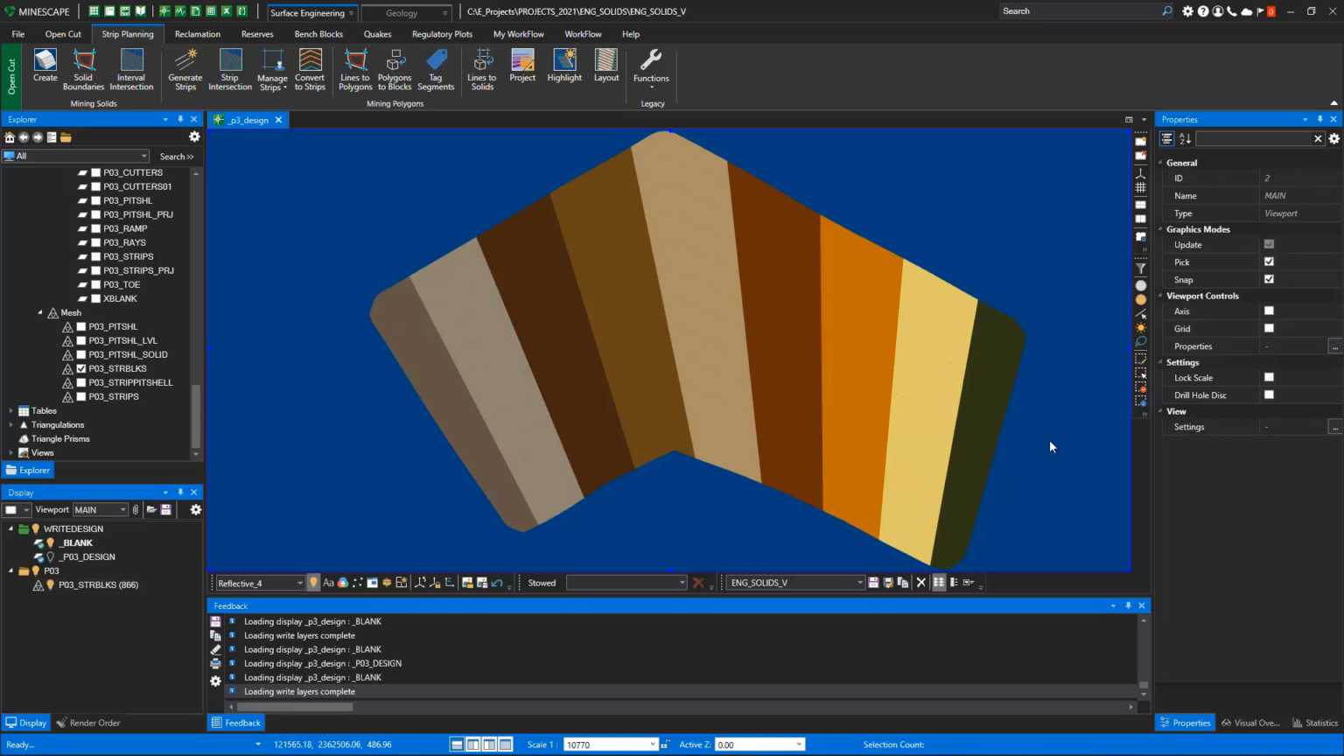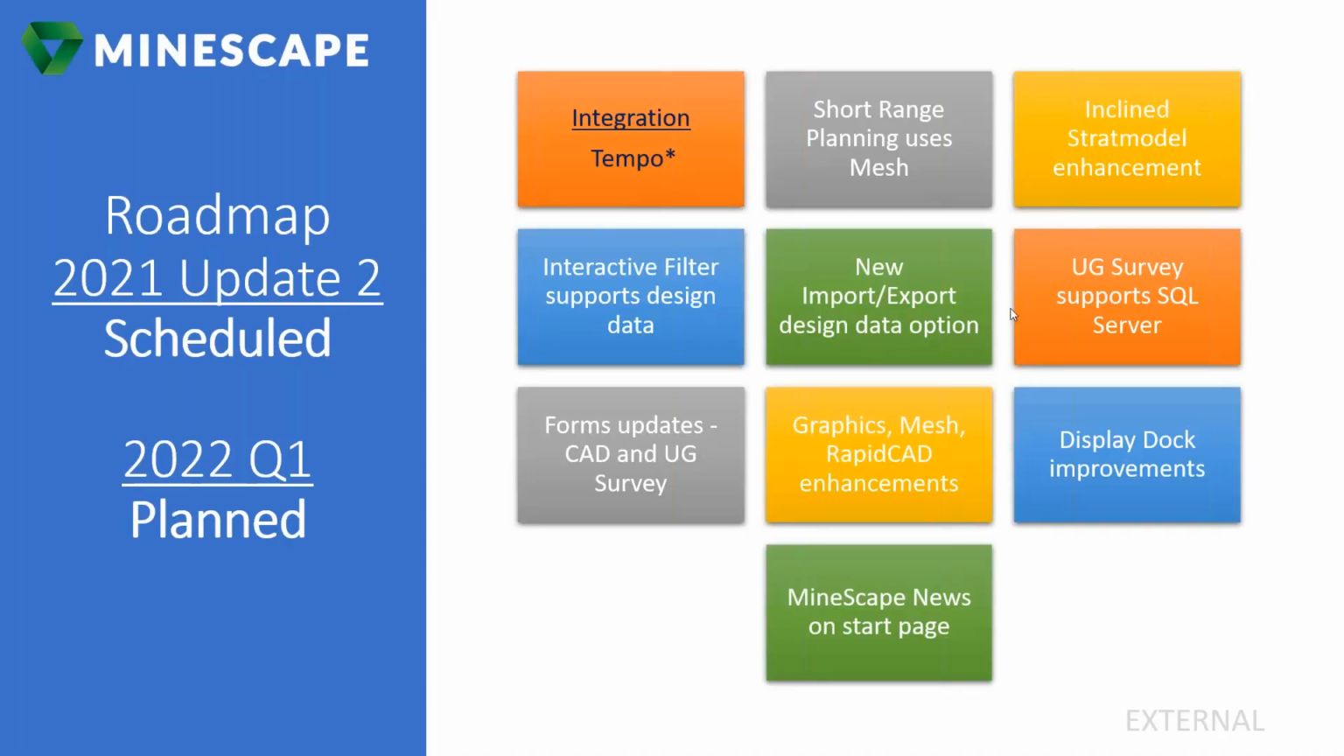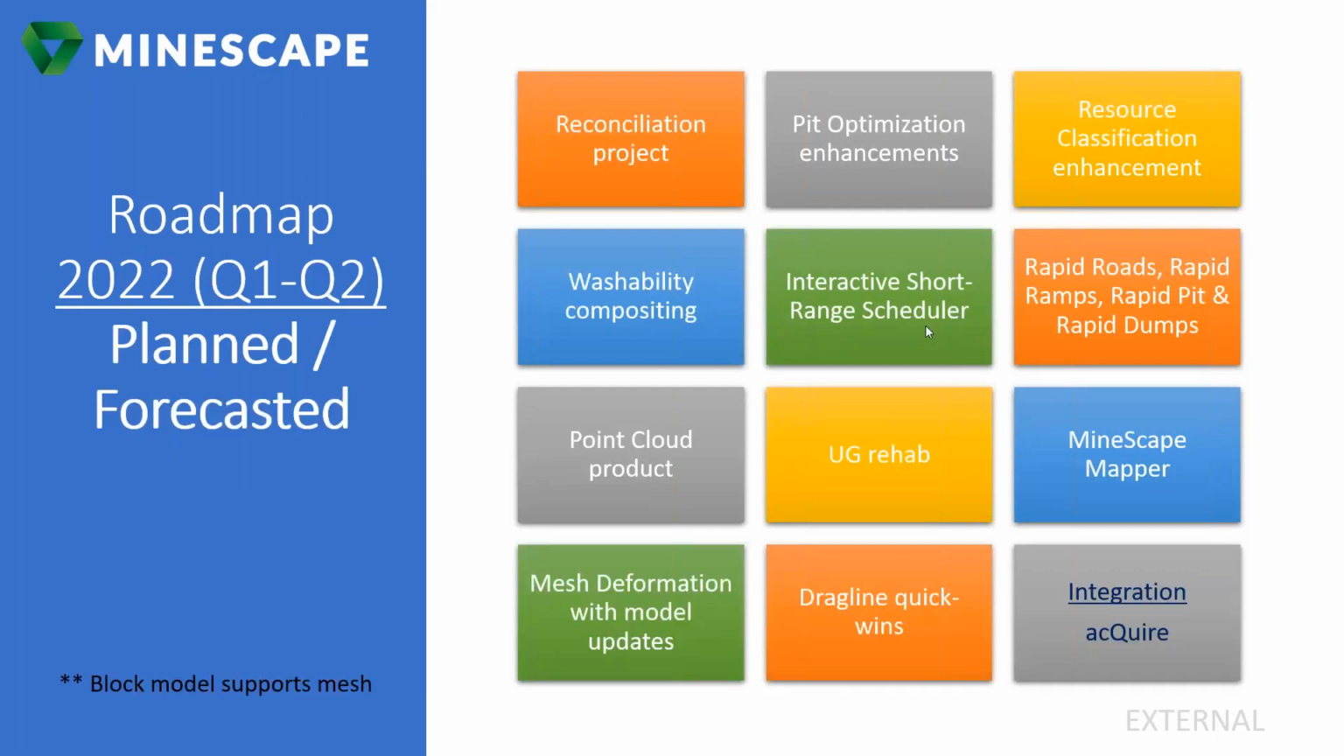So that's all I have for this. And now we'll go back and let's talk a little bit about the roadmap. This is what we're planning to do for the remainder of the year and update 2, and what we've got planned for Q1, Q2, the first half of next year. So we've got some big ones. We've got a reconciliation project. We're working on some point cloud product, and for sure washability and some integration.